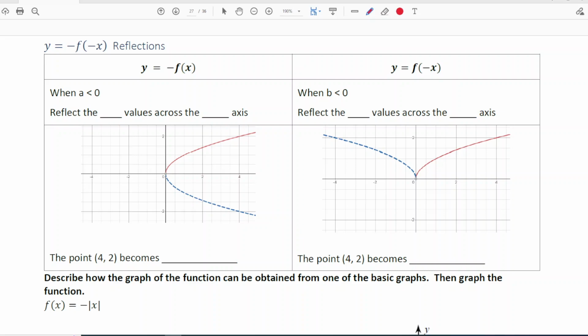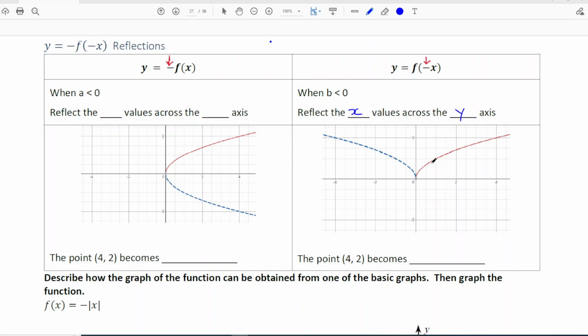The next transformation is still a and b, but it's a version of a and b where they're negative. The key thing you're looking for is, if the negative is out here, what does it affect? If the negative is in here, what does it affect? For me, anything in the bracket with x is going to affect the x values. So when this b value is less than 0, it's a reflection of the x values across the y-axis.